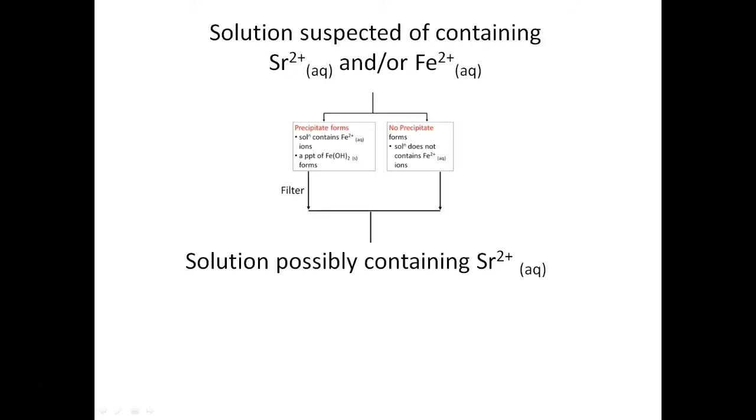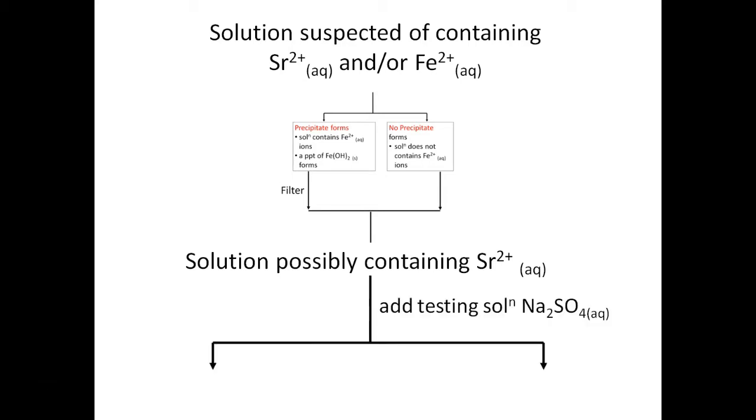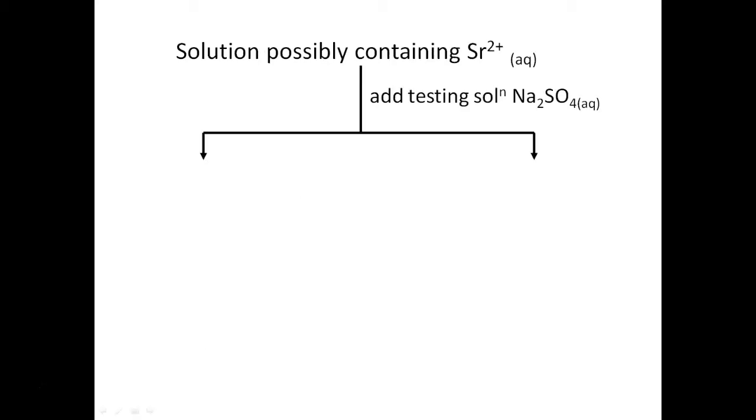So now I can take my solution that possibly contains strontium ions and add to it a testing solution that would cause a precipitate with strontium. So therefore I'm going to use the sodium sulfate solution. Again, it's the sulfate ion that I'm interested in, but it has to be part of a compound. And so I'll add my sodium sulfate solution to my solution that possibly contains my strontium ion.